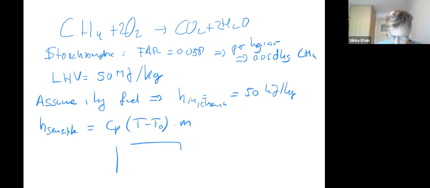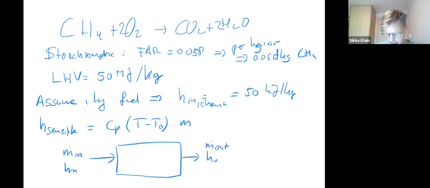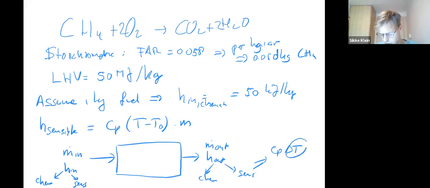So if you look here, we have a combustor. We got M in, H in, and we got M out and H out. So the H in, well, we know it has chemical and sensible. And sensible, like we said, we can calculate as Cp times delta T. If we assume a constant Cp, it is Cp times T minus T zero. Otherwise you have to take the integral we just saw here.